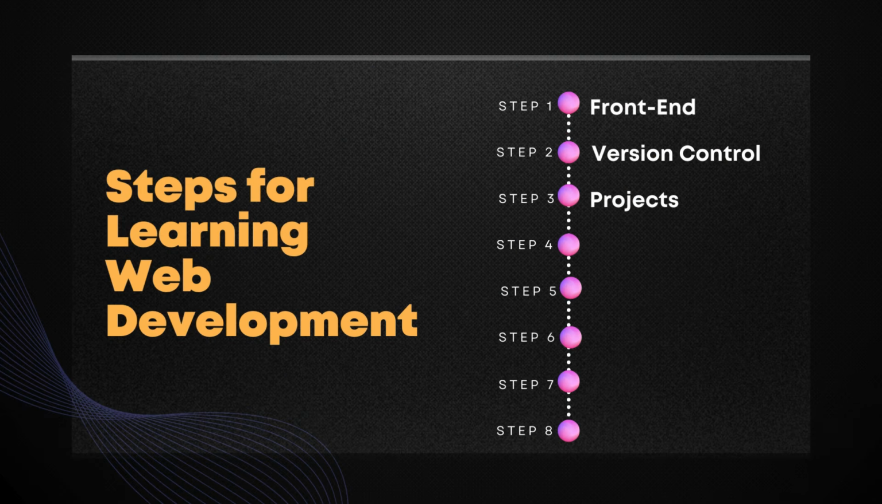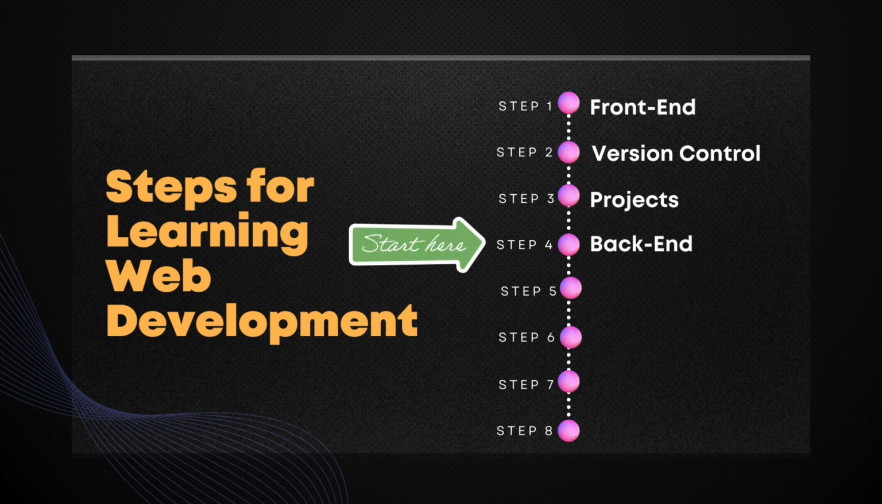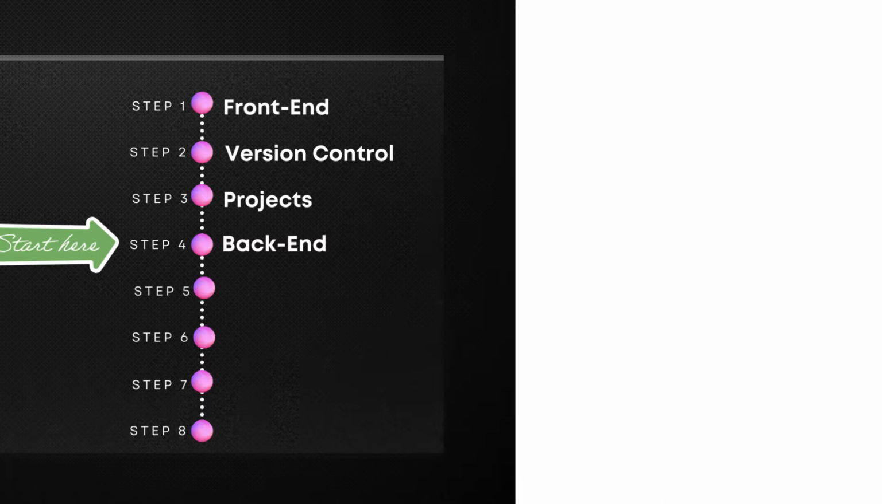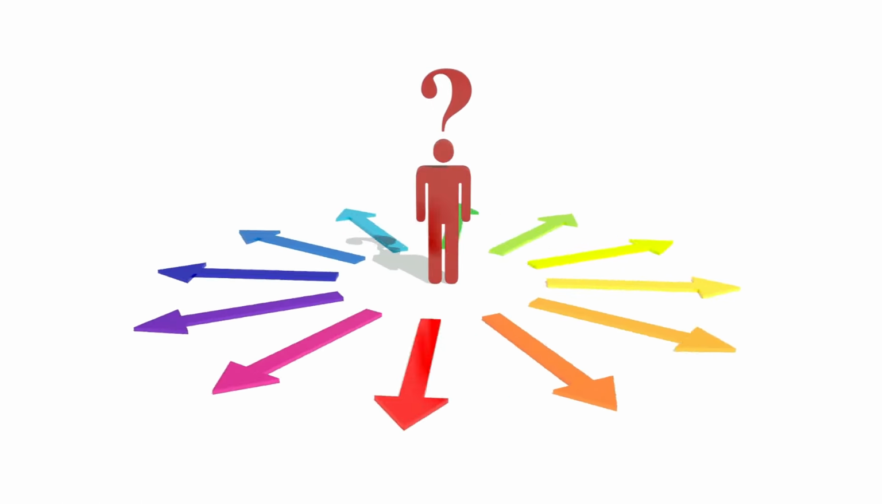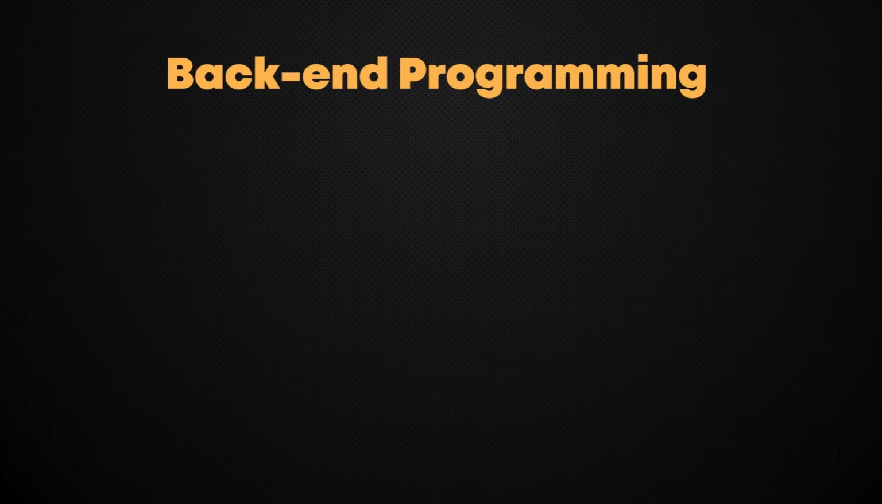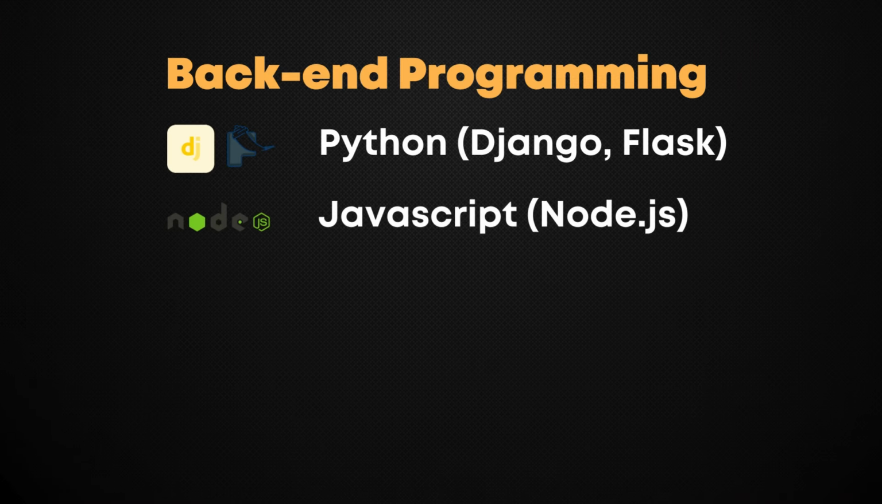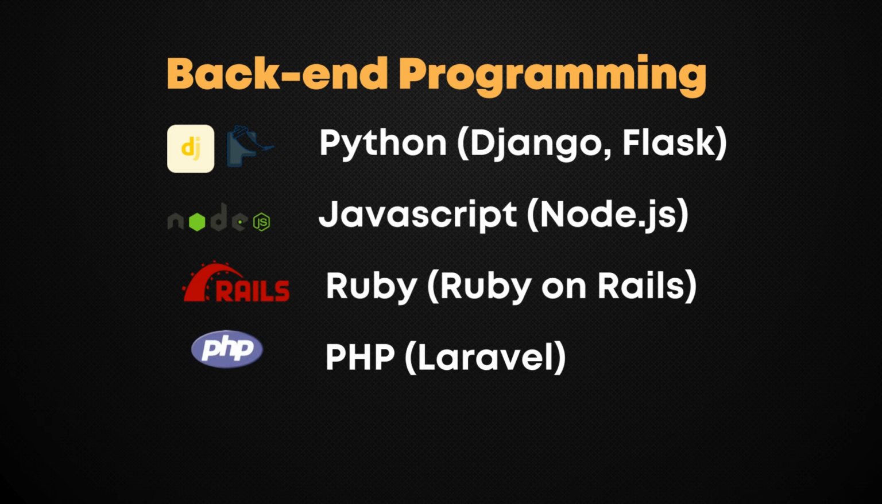Fourth step is to learn backend. It is not mandatory to learn front-end to learn backend. If you're interested in becoming a backend engineer, you can start from this step onwards. In backend, we have many choices. You can learn one backend programming language. Popular options in this are Python, JavaScript, Ruby, PHP, or Java.